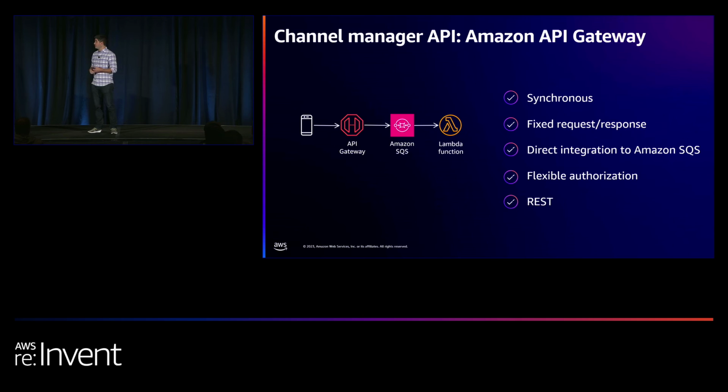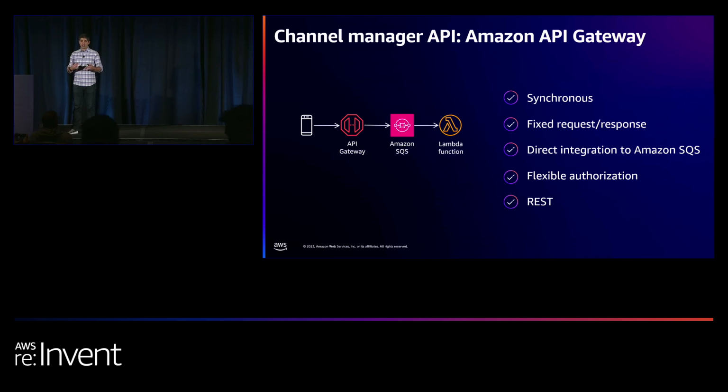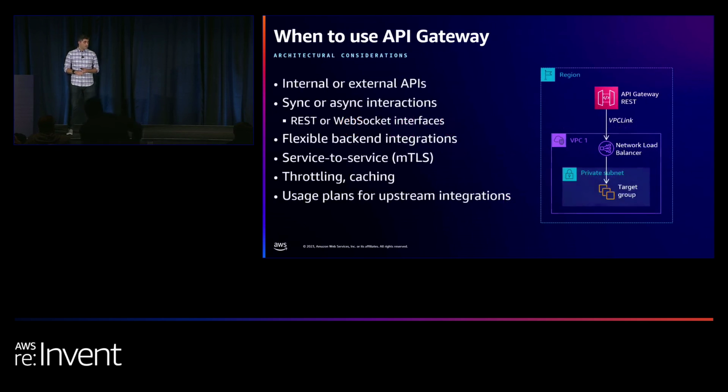So this is also what we call a storage first pattern. If you have a workload where it's absolutely really important that you don't lose the data, you might want to consider using something like SQS or Kinesis in between API Gateway and whatever is actually doing that work. API Gateway is extremely flexible, though.